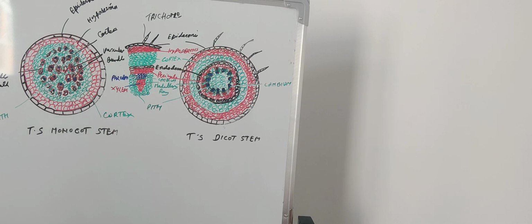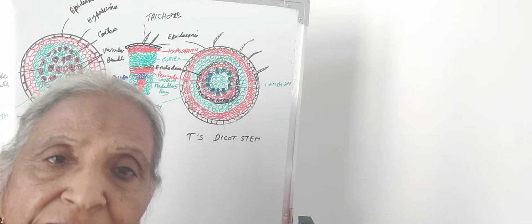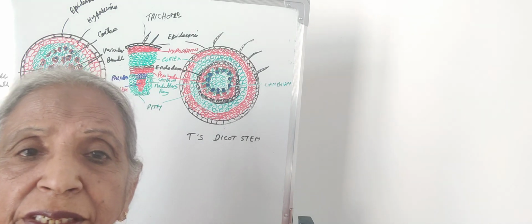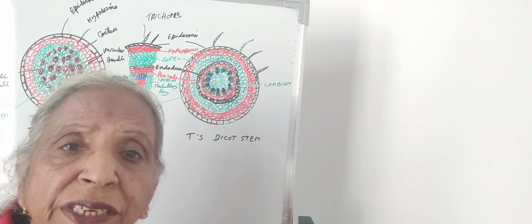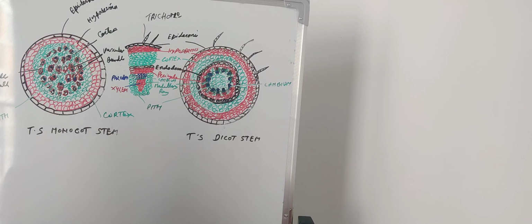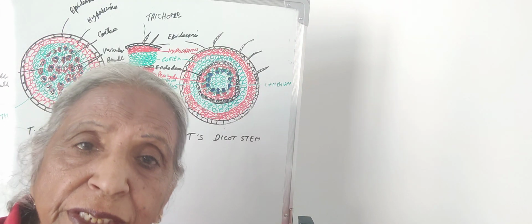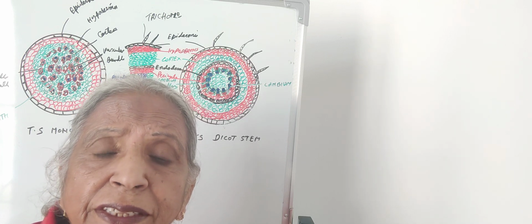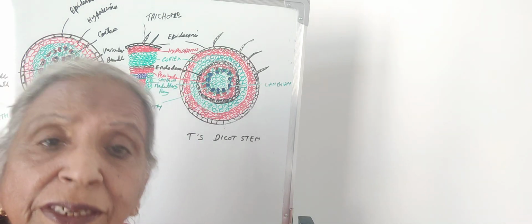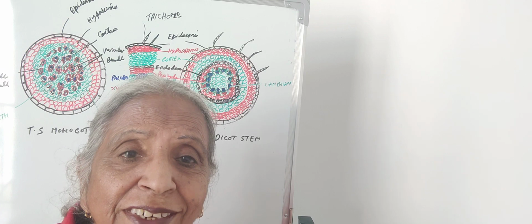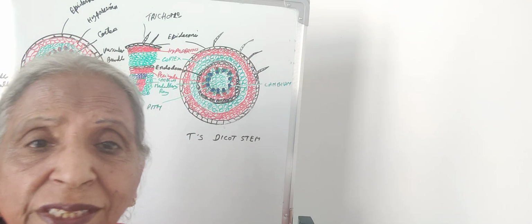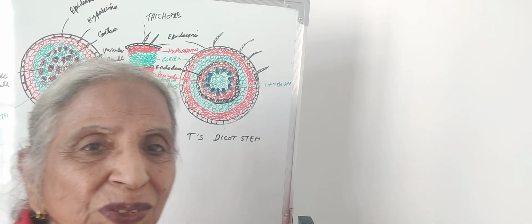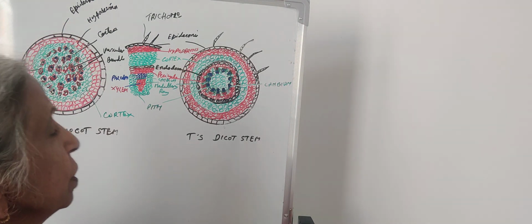Then there is dark wood and light wood, where the inner elements are suberized, lignified, and many substances are added, many antibacterial substances are added, and that wood becomes dark in color, and the outer wood is somewhat lighter in color. So this is all about secondary growth.